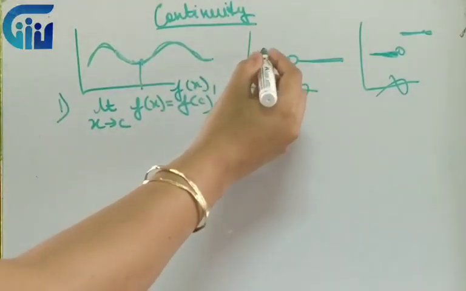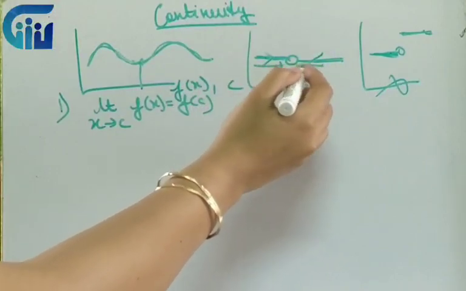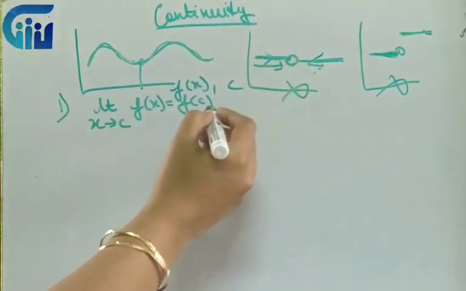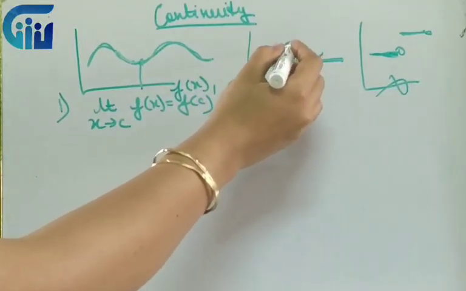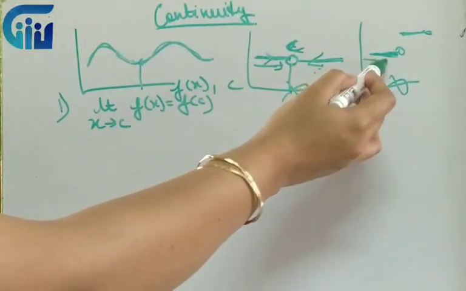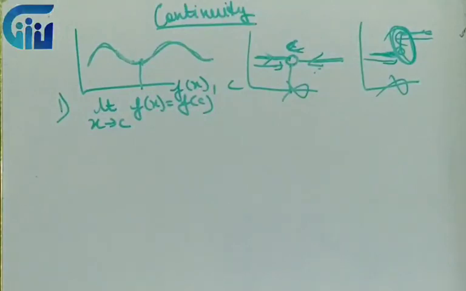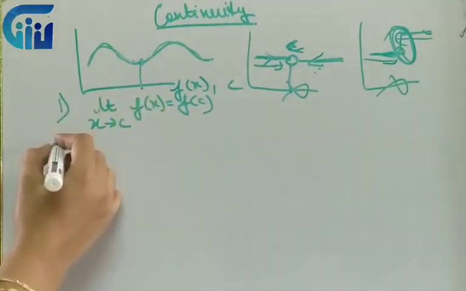Over here, what do we observe? I am moving from left, I have a value. I am moving from right, I have a value. These two are equal, but the value at the point c is not equal. Hence, this is discontinuous. The same applies to this. Left value is equal, right value is equal, but the value at the point is not equal. Hence, we say that the function is not continuous. For continuity, the limit should be equal to the value of the function at the particular point, whatever point we are taking.